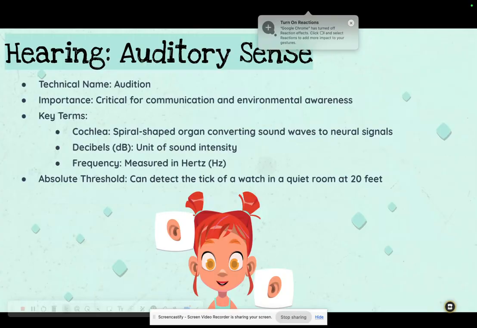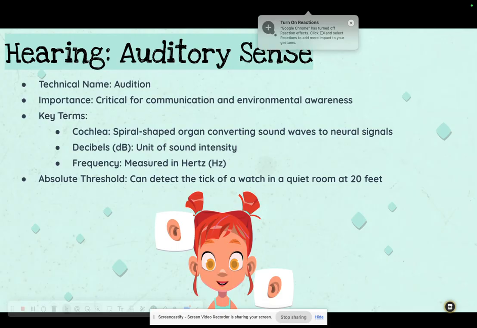Last slide for today, the auditory sense, that's hearing. The technical name for hearing is audition. Okay, so the sense of hearing is audition or your auditory sense. Now, obviously, it's important in communication. I'm talking to you guys right now, and you're able to understand the words coming out of my mouth. And it's also important for environmental awareness.